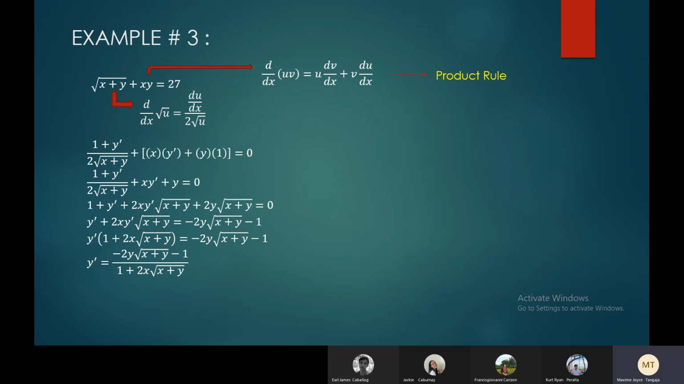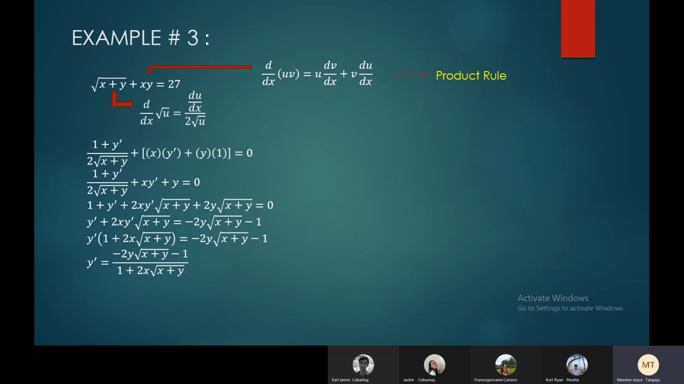Plus, for the product rule, u is x and v is y. And the derivative of v is y prime. Plus, v, which is y, and the derivative of u, which is x, which is 1, is equal to 0. So, 1 plus y prime all over 2 square root of x plus y plus x y prime plus y is equal to 0. Atong i-distribute ang denominator para whole rank expression. So 1 plus y prime plus 2x y prime square root of x plus y plus 2y square root of x plus y equals 0.